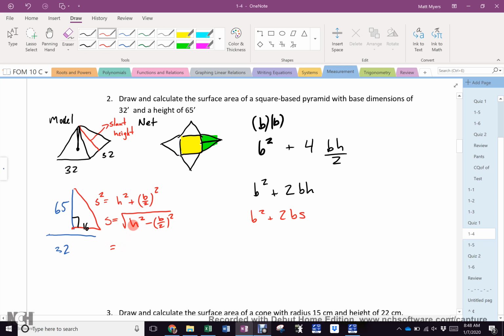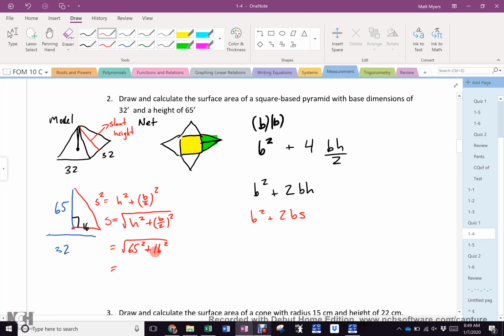So what is the height here? What's the height of this pyramid? Read the question. What's the height of the pyramid? 65. And then what do I have to do with it? Square it. Plus, what is the base divided by 2? 16. And what do I have to do with it? Square it. And then I square root to find the answer.